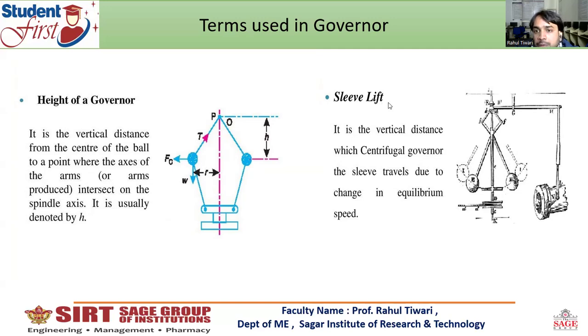After that, there is also the sleeve lift. When the load on the engine increases, the sleeve lifts to an upper position, and when the load on the governor decreases, the sleeve falls downward, and how much it moves is taken as the sleeve lift. The definition is also given: it is the vertical distance which the sleeve of a centrifugal governor travels due to a change in equilibrium speed. But the change in equilibrium speed depends only on the engine load.